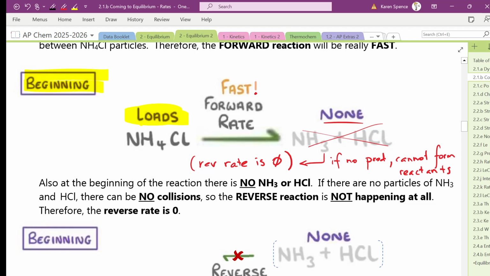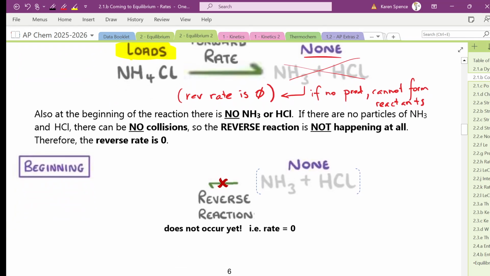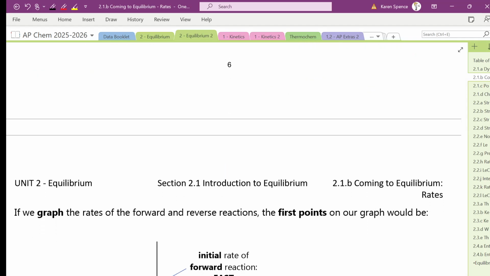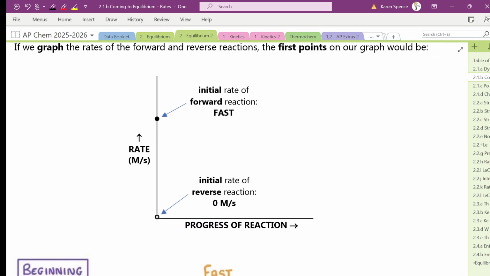Also, at the beginning of the reaction, since there is no... okay, that just says what I just said. So at the beginning, we have no reverse reaction rate yet. If we graph the rates of the forward and reverse reactions, on our x-axis we have the progress of the reaction, so the reaction is proceeding. And on our y-axis, we are graphing the rate.